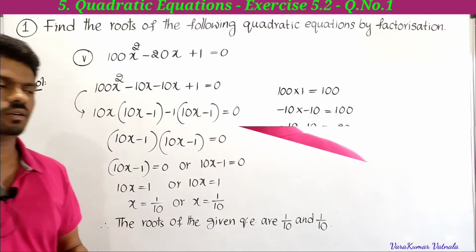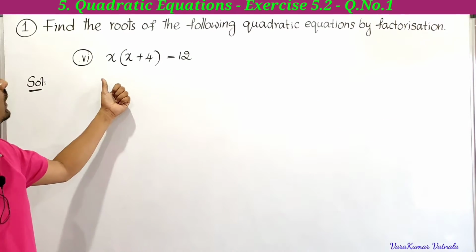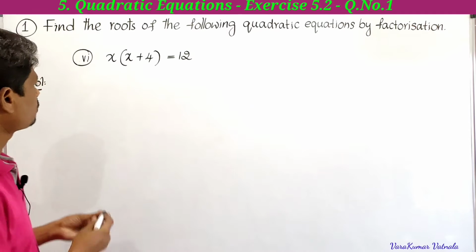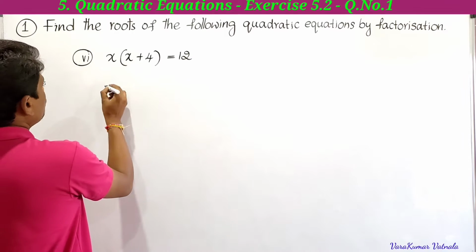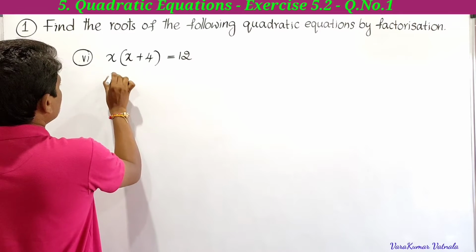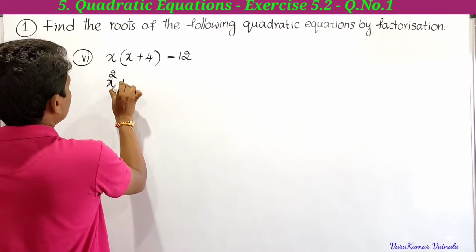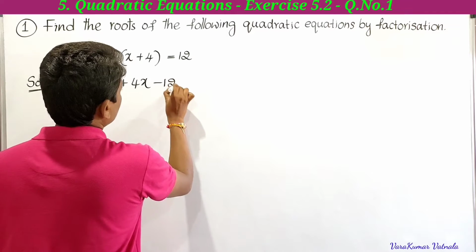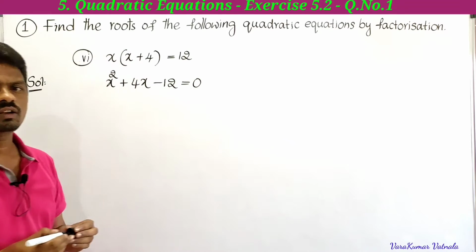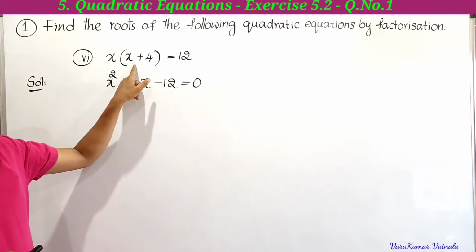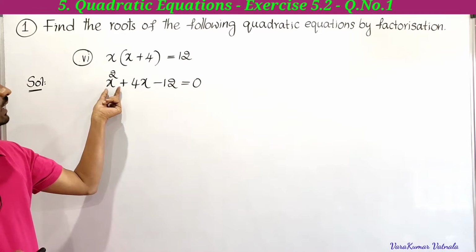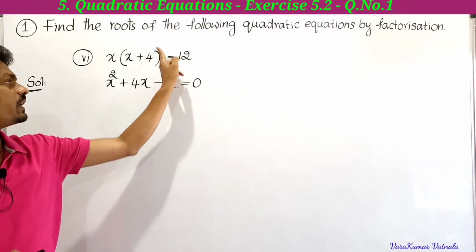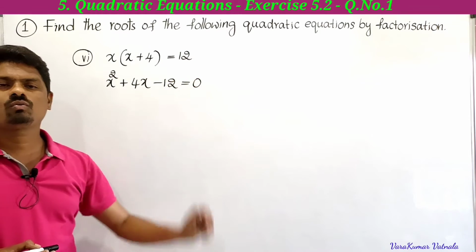Next, we have to solve sixth bit. This is the sixth bit in the first problem. x into x plus 4 is equal to 12. So just we have to write like this. Here multiply by x, what we get? See here, x into x, we get x square, and x into 4 is plus 4x, and then take plus 12 to the left side, it becomes minus 12 is equal to 0.